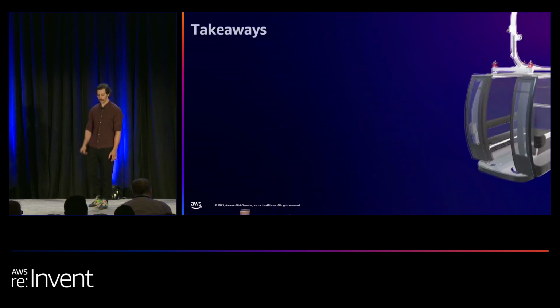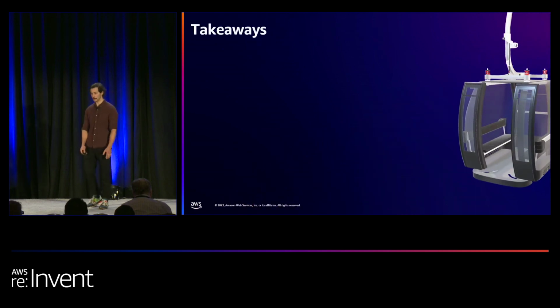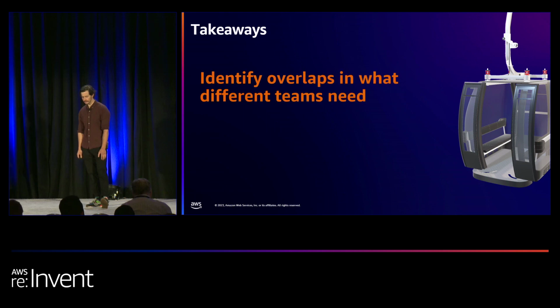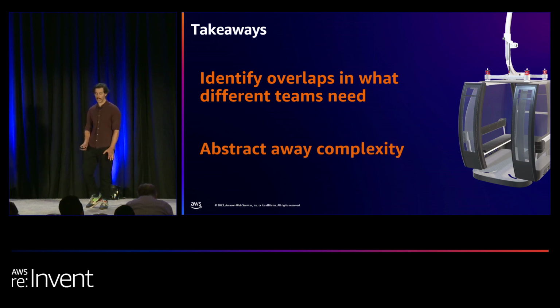So a few little takeaways, and then we'll have some time for questions as well. One is just to make sure that you identify overlaps in what different teams need and prioritize accordingly. You're not going to be able to build every feature that every team wants. So just try and find the highest value stuff, and abstract away complexity. Make it as easy as possible for people to ship their ML models to production.